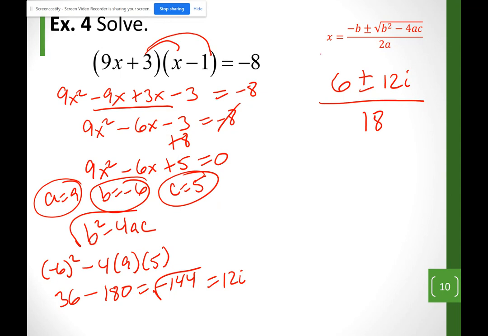I look at my whole numbers. There's a 6, there's a 12, and there's an 18. I ask myself, I can simplify this if all of them can be divided by the same thing. In this case, I can divide all of them by 6. So my answer will be 1 plus or minus 2i all over 3.